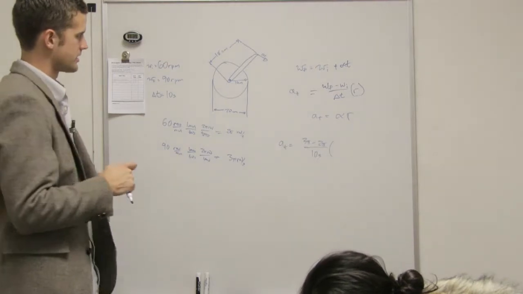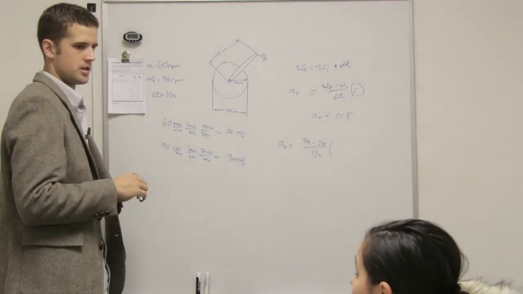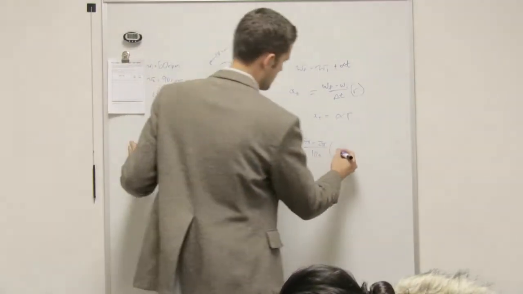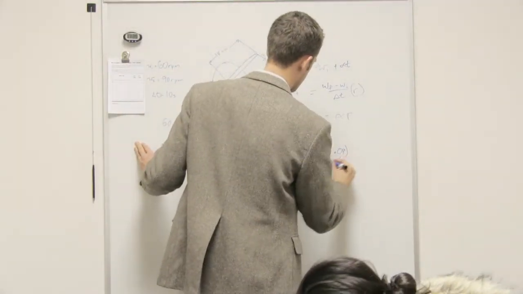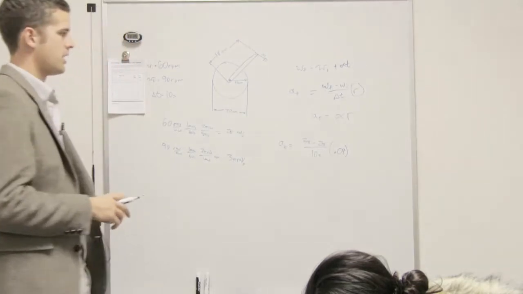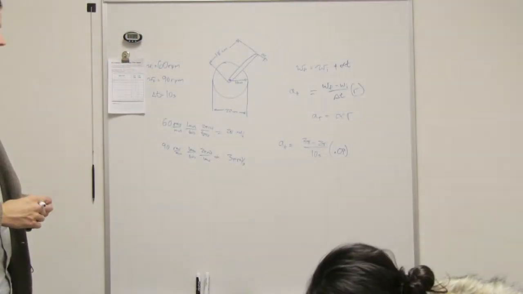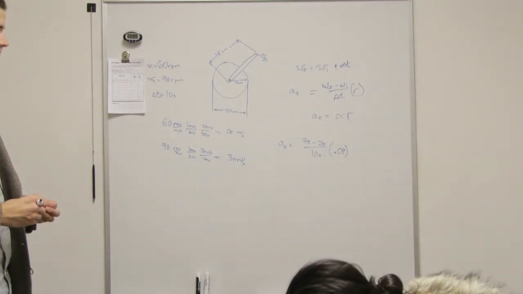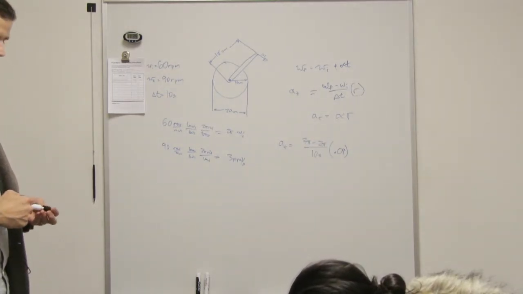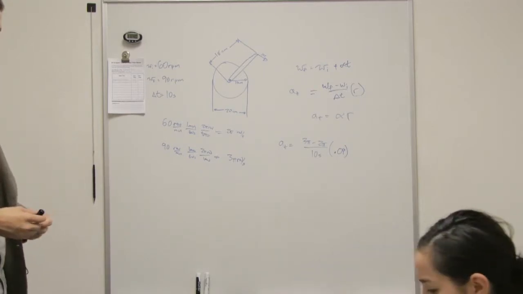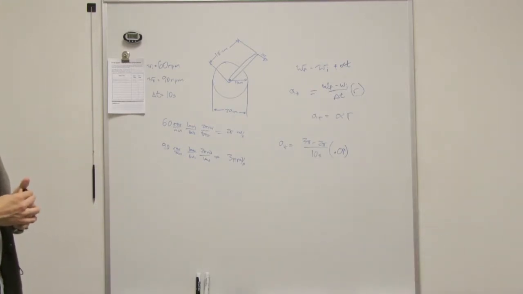So let's see. So it'd be 0.009 meters? Just 0.09. And that should get us our answer. That'll be in meters per second squared. So the main thing to remember is the units. And that's what tripped me up, was the units.